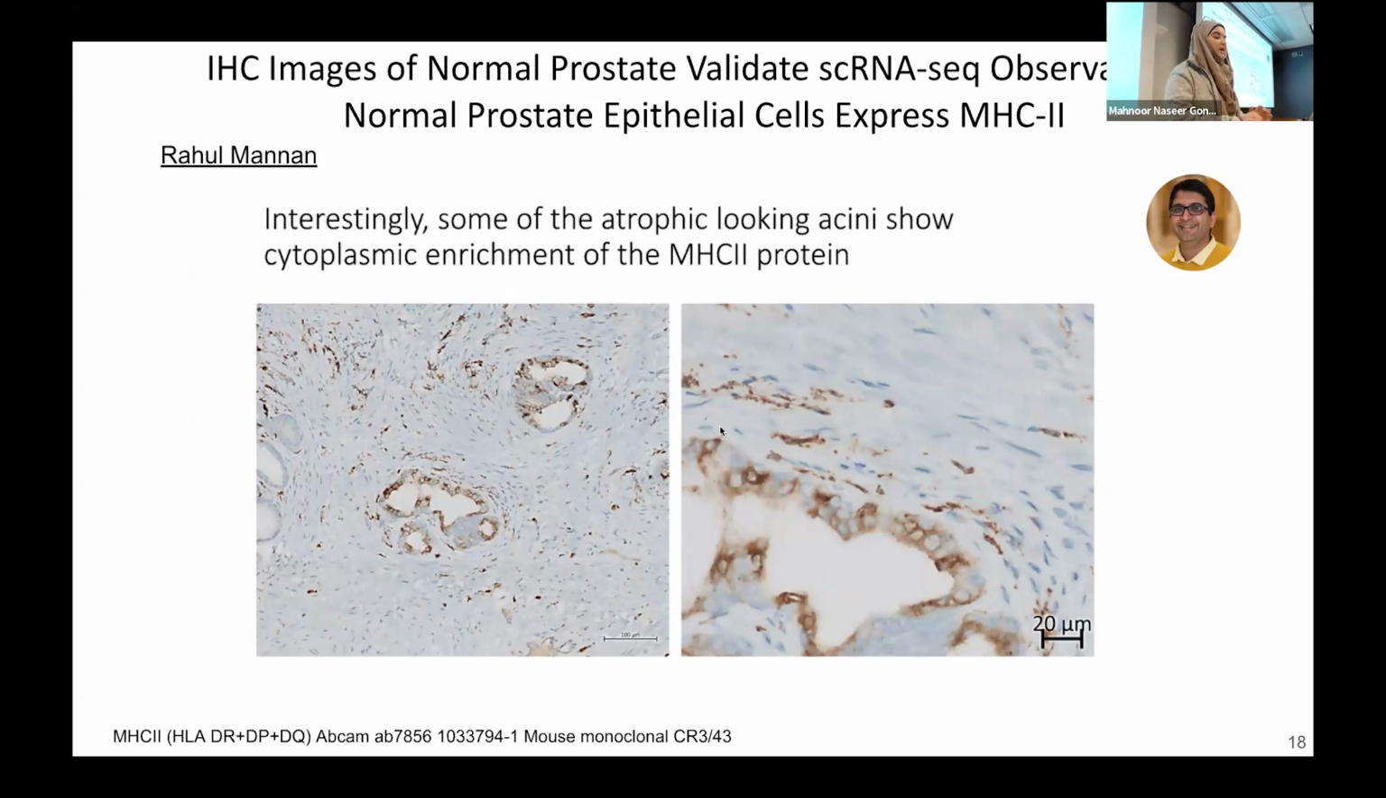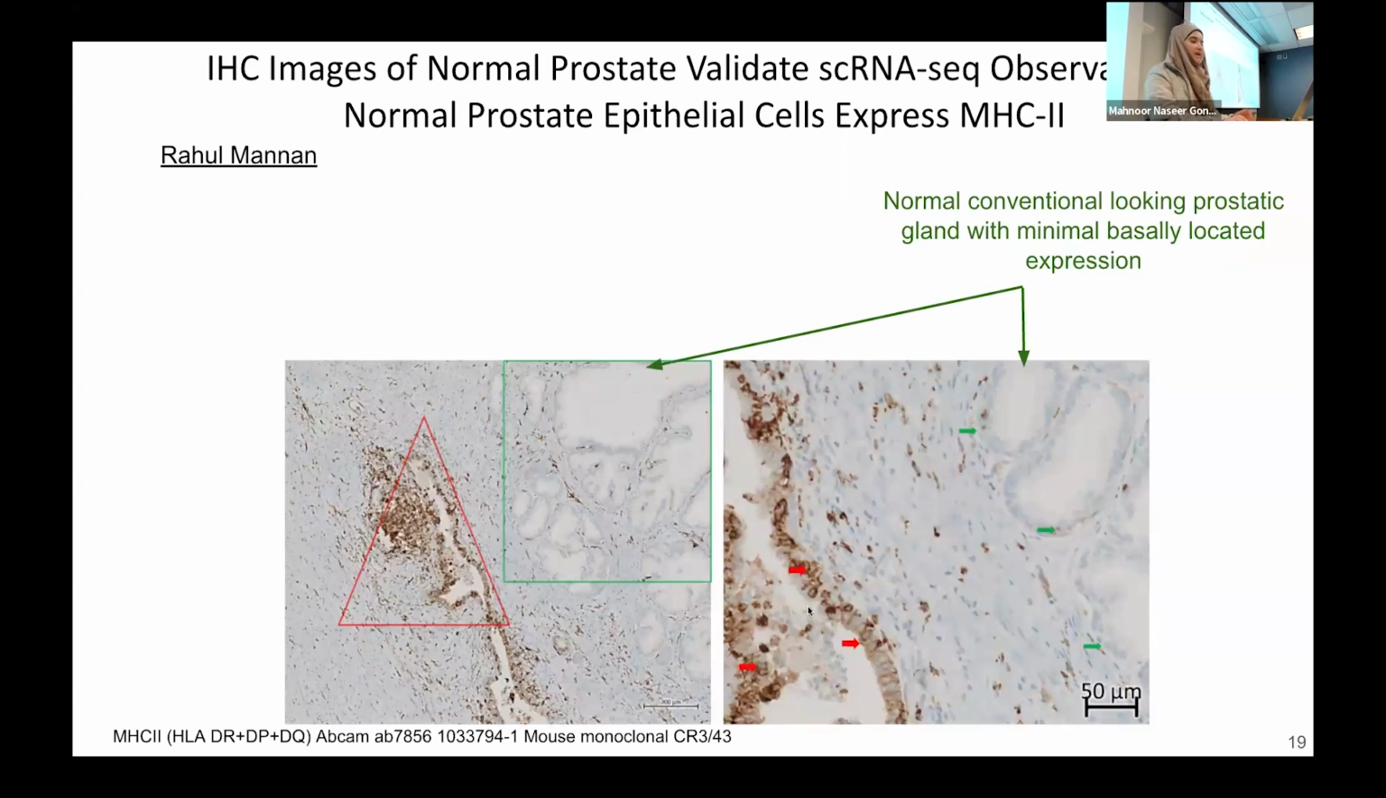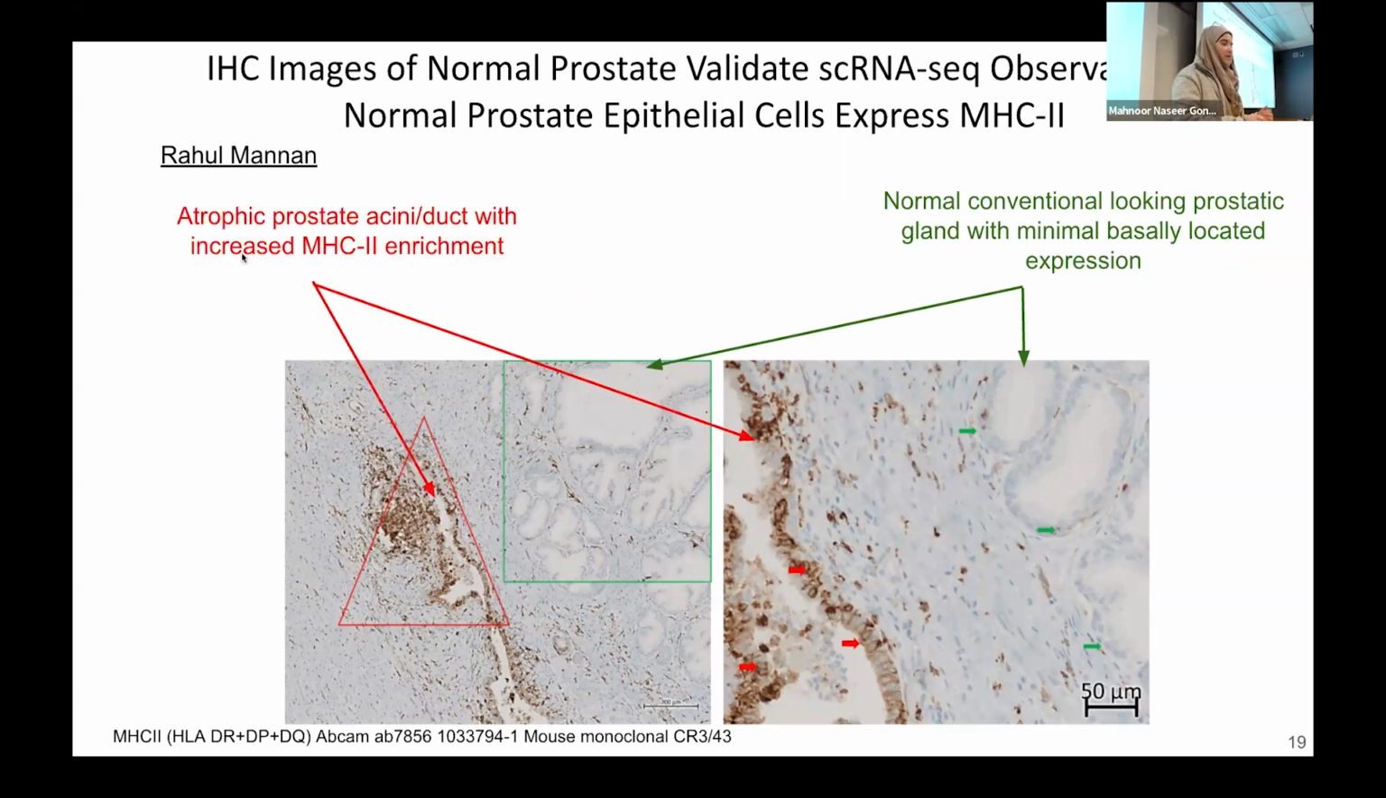What you see over here is a normal prostate tissue, and the brown expression that you see is the MHC class 2. So we were able to get some staining or enrichment of MHC class 2 in normal prostate epithelial cell types. In comparison, this is a conventional looking prostate gland with minimum MHC class 2 expression, but then these are atrophic prostate ducts with increased MHC class 2 enrichment. So there is some biology that suggests that MHC class 2 can be expressed in prostate tissue in a normal setting, not even in inflammation.